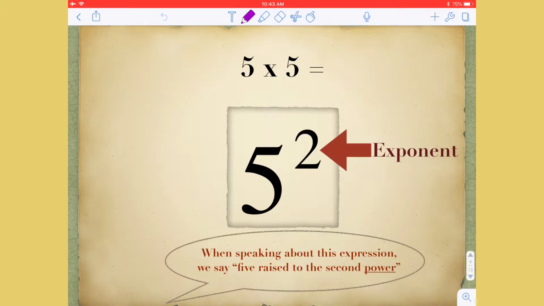Now, when speaking about this expression, we say 5 raised to the second power or 5 squared. So we want to make sure we're using the correct lingo as we discuss base values and their exponents. We don't want to say things like 5 to that little 2. We want to make sure we're using our proper vocabulary terms.